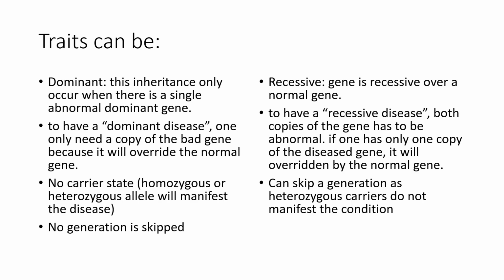A dominant trait requires only a single abnormal gene for it to be expressed, whereas a recessive trait requires two recessive genes for it to be expressed. When one gene is abnormal and the other is normal, we have a carrier state. A carrier state is not possible for a dominant gene because when just one gene is present, the condition will be expressed.